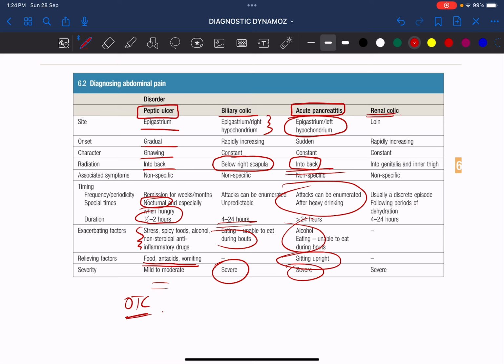And then coming to renal colic, again it is rapidly increasing. The patient will complain of pain which is radiated. That is the so-called what pain? Loin to groin pain. Loin to groin pain is classical of renal colic. It can last up to 24 hours. It is usually exacerbated following a period of dehydration.